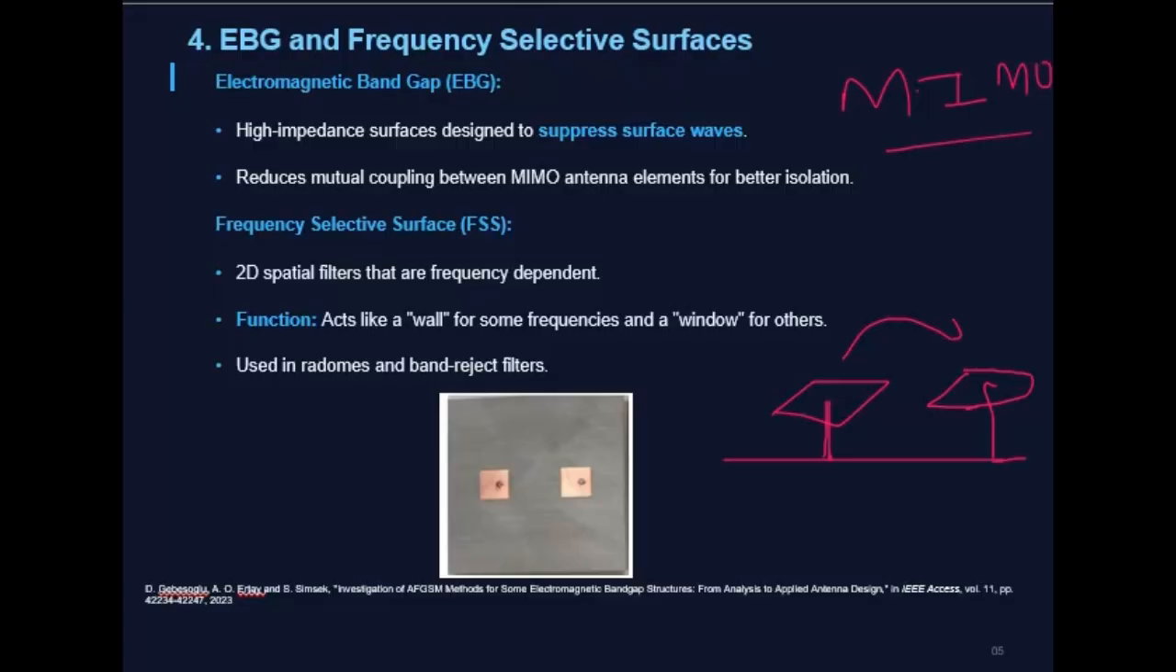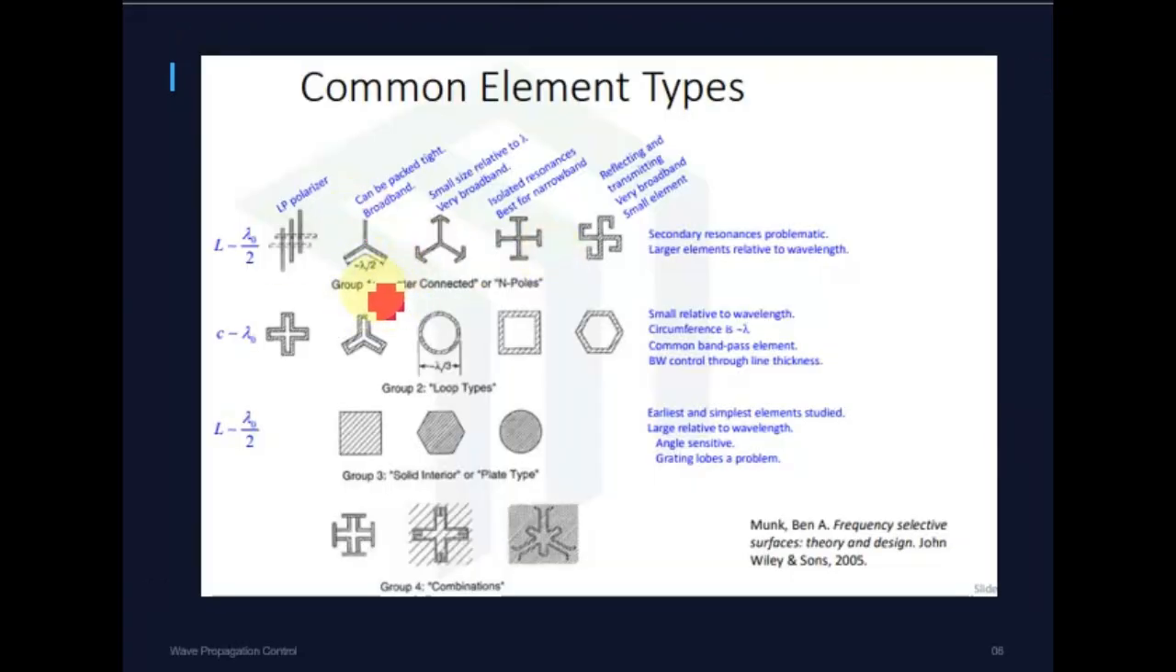Next is frequency selective surfaces. In frequency selective surfaces, they are also two-dimensional and they have different kinds of unit cell shapes like tripods, crosses, rings. Here you can see all these different kinds of shapes which can be used to make the frequency selective surfaces. They can be low pass, high pass, band pass or band stop filters.